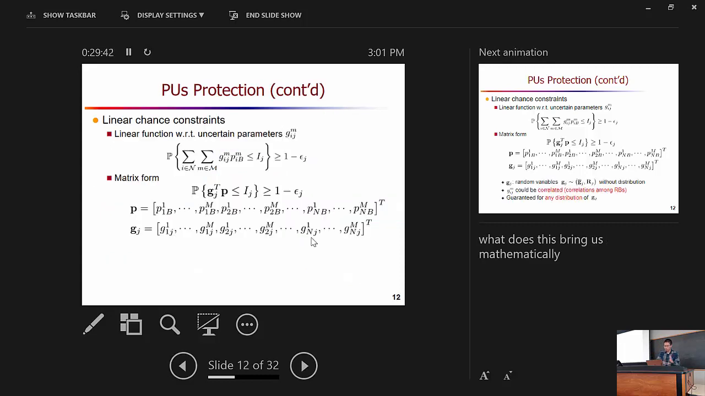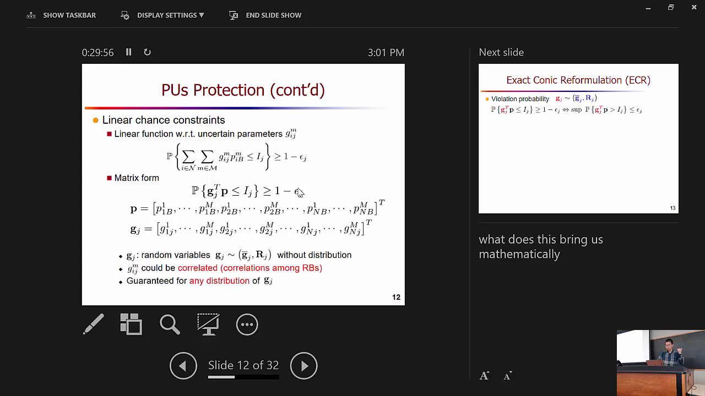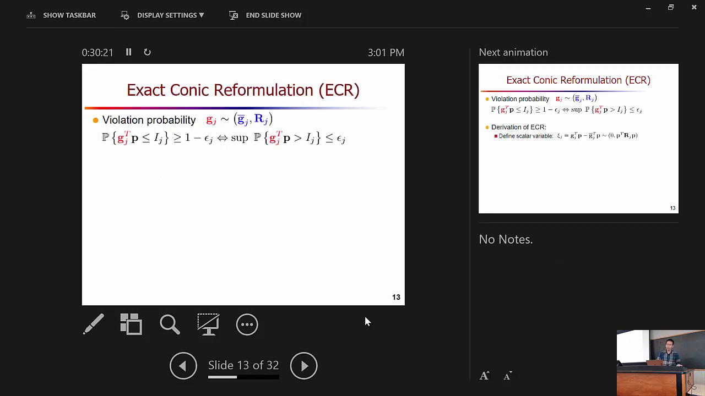Then I do some vector manipulation and write it down in vector form, this way. You don't need to get into the details; you just know we have an original summation form, which we then write as a vector form. We know this G has mean G bar and covariance R, and no distribution is needed. Note that this G is actually the channel gains on subchannels, which could be correlated. That's very common in today's computing systems. And we need to guarantee this constraint on every distribution, even though you don't know the distribution. That's our problem. So now we need to do some reformulation.